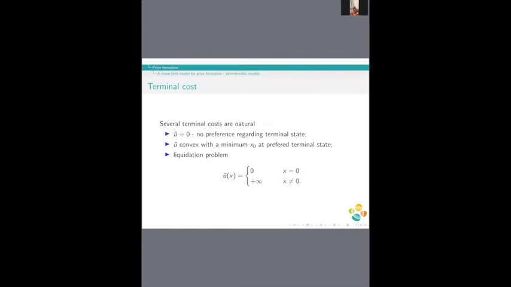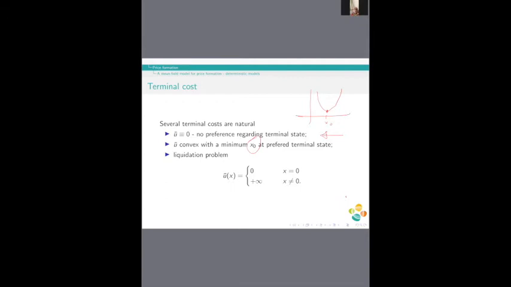So for the terminal cost, there are many natural choices. For example, maybe you don't have a preference, and then you would set up U to be identically 0. Maybe you have a preferred state, and then you choose your terminal cost to be something that has a minimum at your preferred state and it's convex.